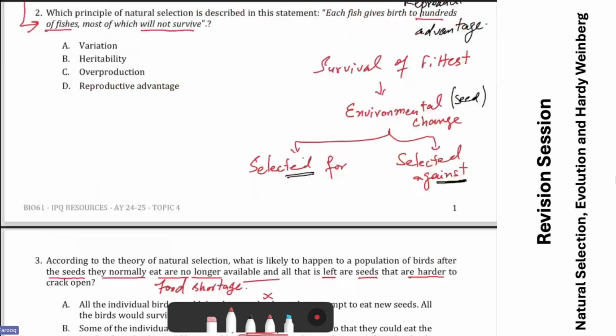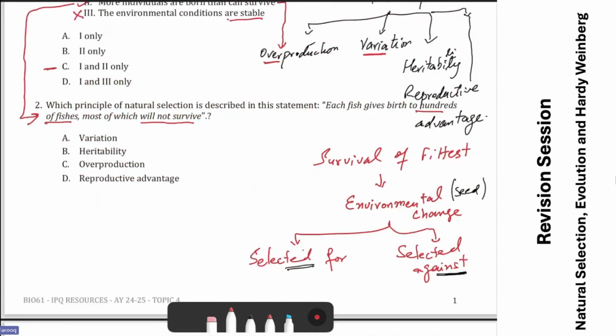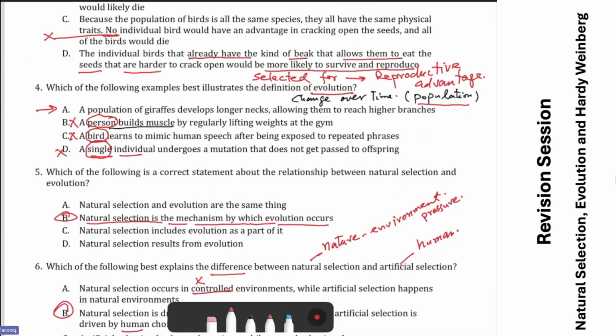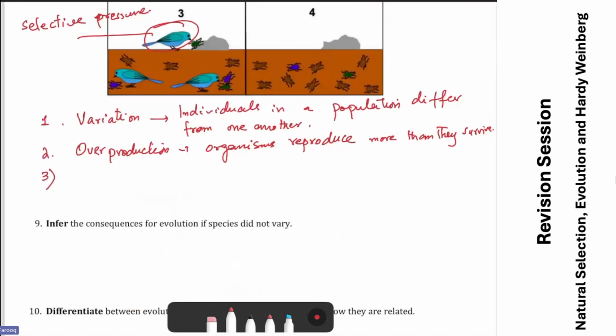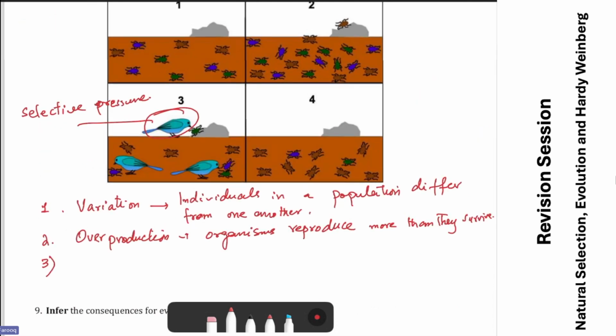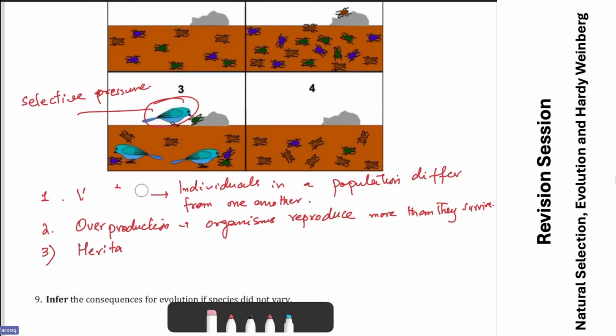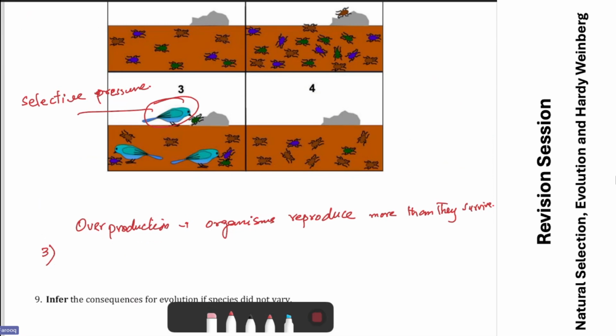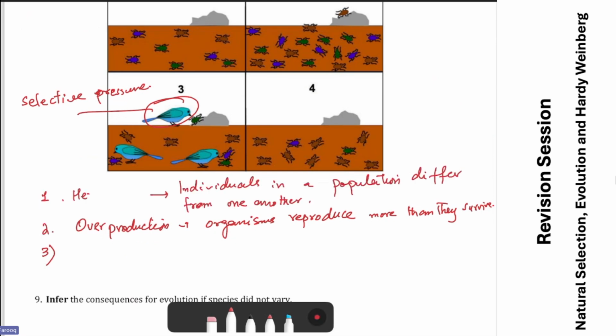Overproduction done, variation done, heritability, and reproductive advantage. That reproductive advantage is number 4. So over here, you can say heritability, or you can swap 1 and 3, by the way. So for 1, we can say heritability, and for 3, we can say variation.